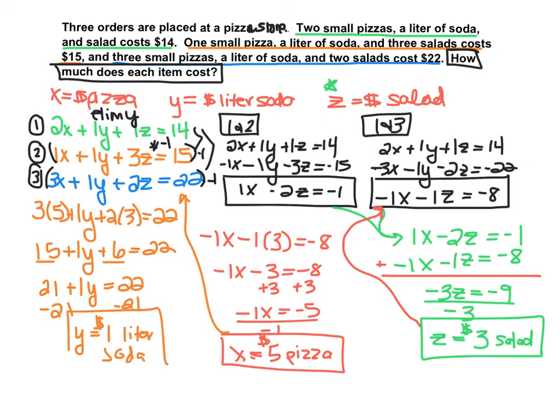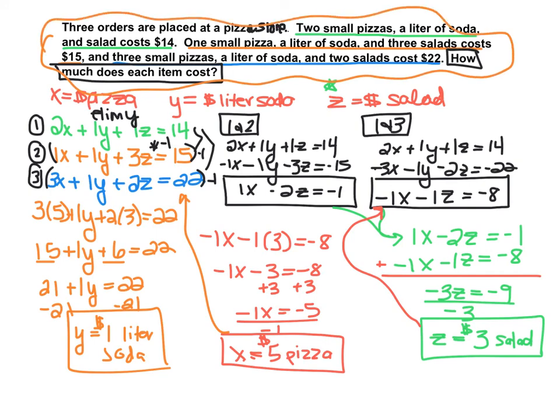So by creating my three equations and using my knowledge of three variable system solving, I'm able to determine that in this situation, for these three cost situations to occur, a small pizza would need to cost $5, a liter of soda would need to cost $1, and a side salad would need to cost $3.